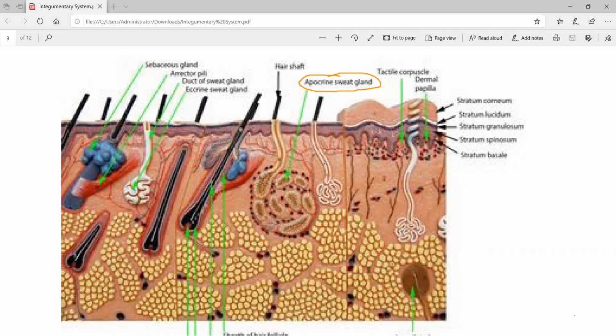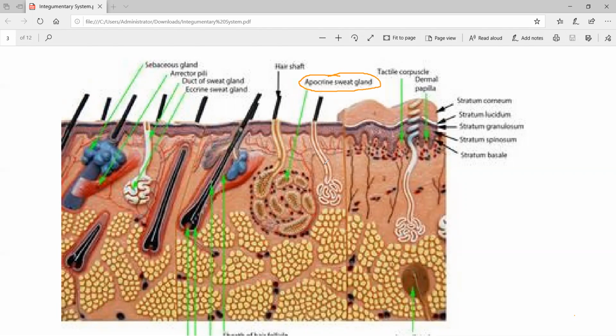The eccrine sweat gland is the sweat gland we've been talking about. So it's going to be found all over the skin. So on a hot summer day when you're sweating, you can touch your arm and you feel that watery substance. The sweat gland that's responsible for that is your eccrine sweat gland.